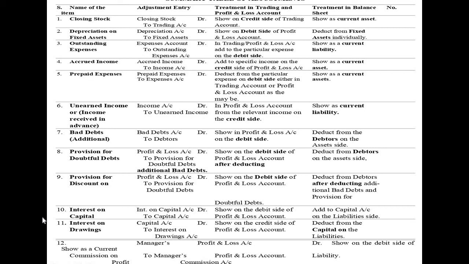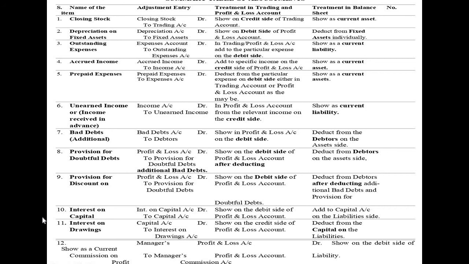Like this, for the provision for discount on creditors, you may offer some discount for prompt payment by the firm. This entry is provision for discount on creditors to profit and loss account. This provision for discount on creditors is shown as a deduction from sundry creditors on the liability side of the balance sheet and is credited to P&L account.